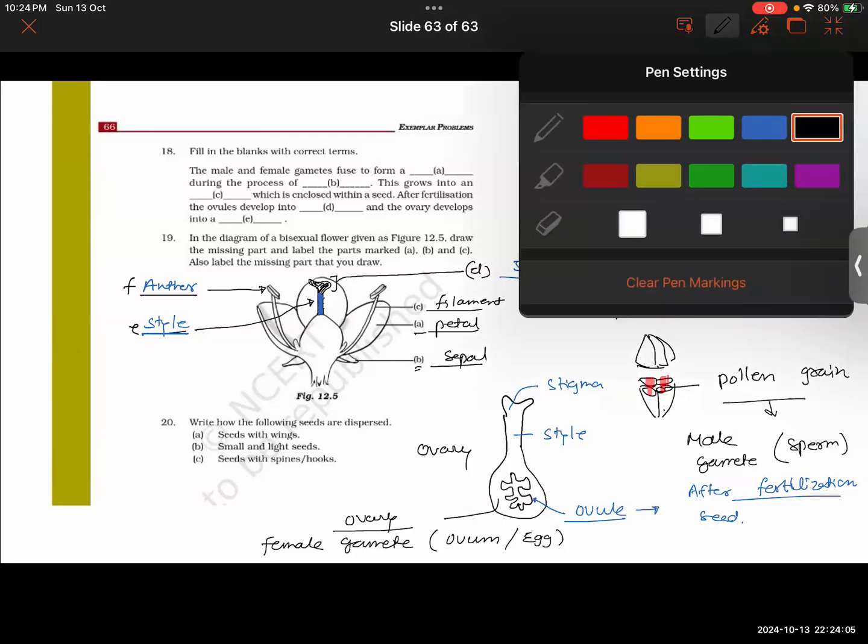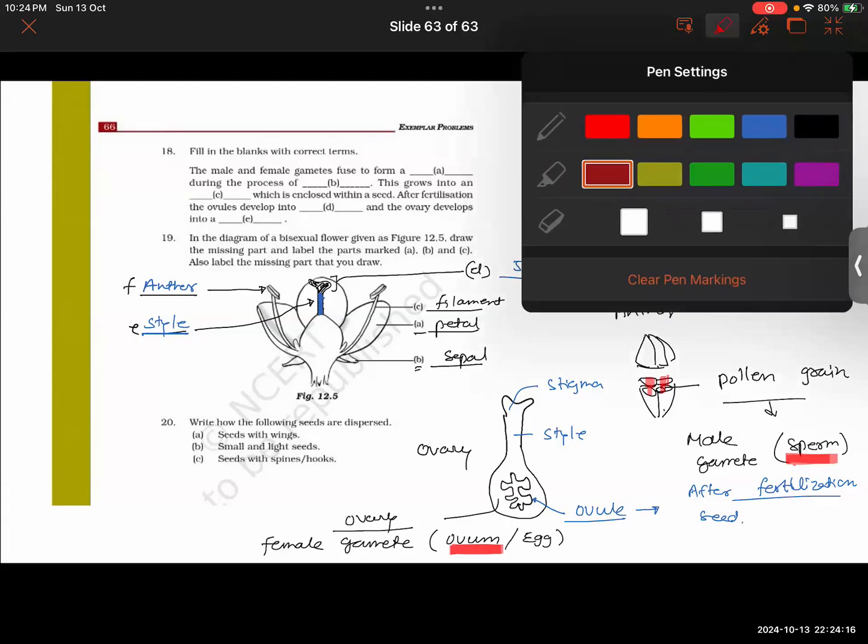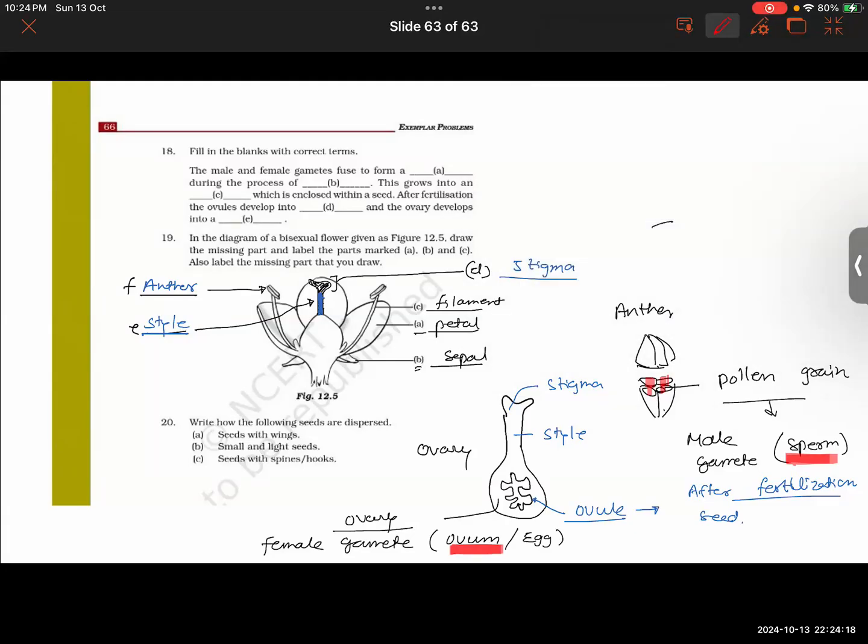So basically, in the process of fertilization, what is happening now? This sperm is actually fusing with the ovum. After fusion of the sperm and the ovum, is the embryo formed or the zygote formed? The zygote is first of all formed. So sperm will be fusing with the ovum to prepare zygote, and zygote will further develop into embryo. Exactly. So that is the sequence of the process that happens here.